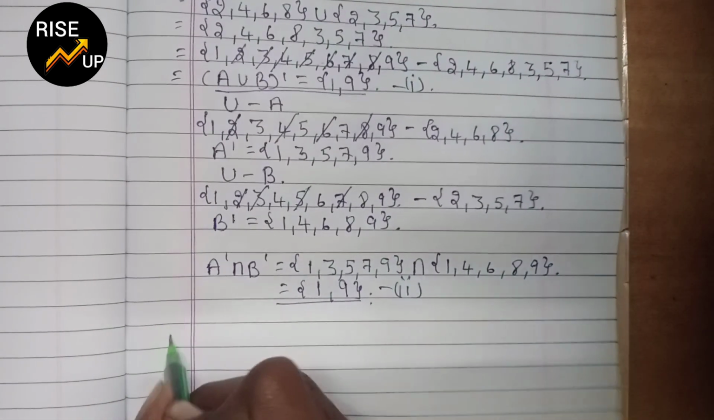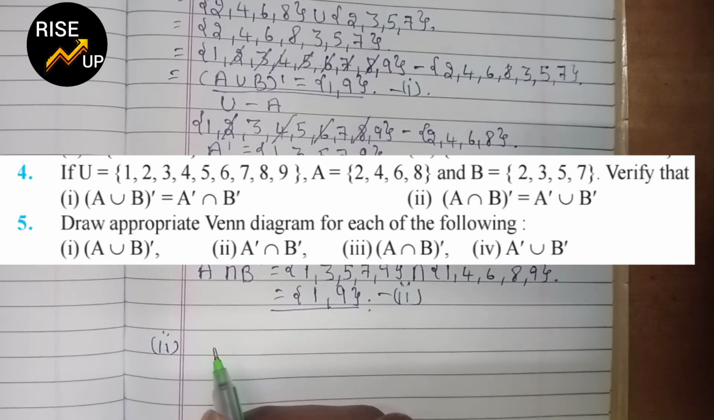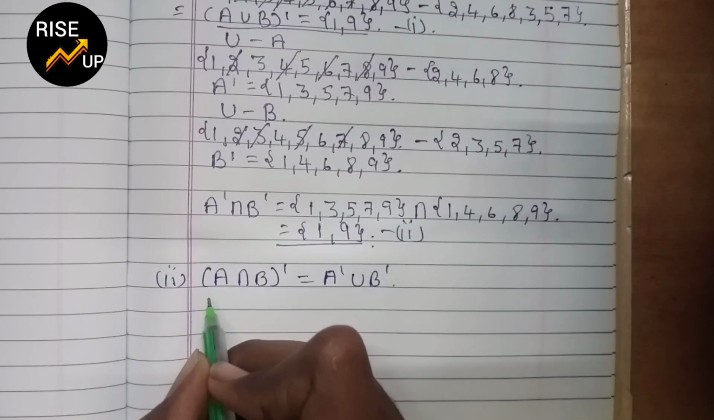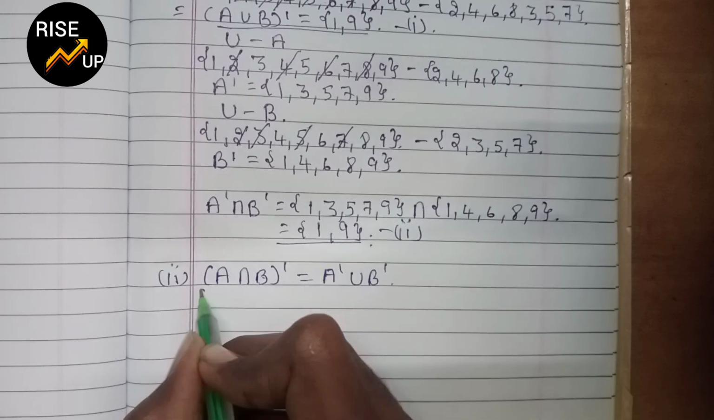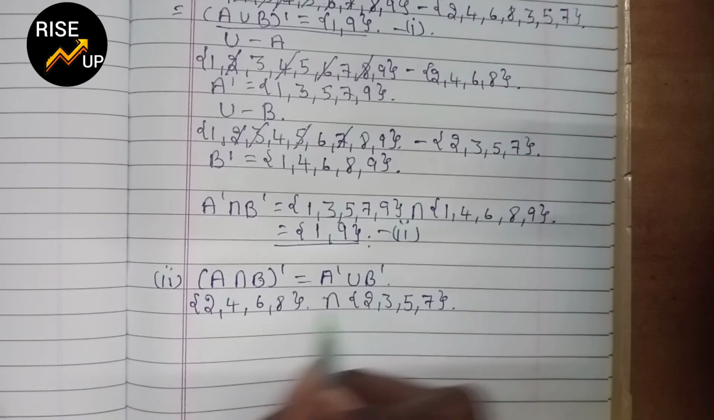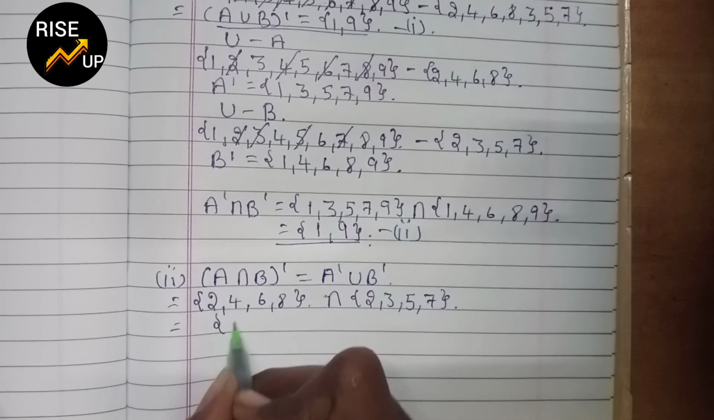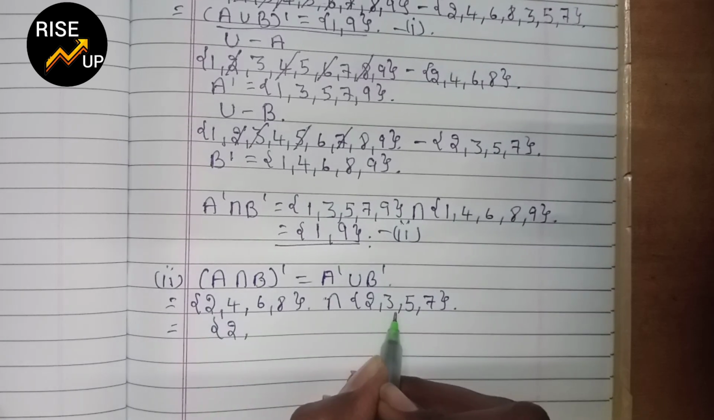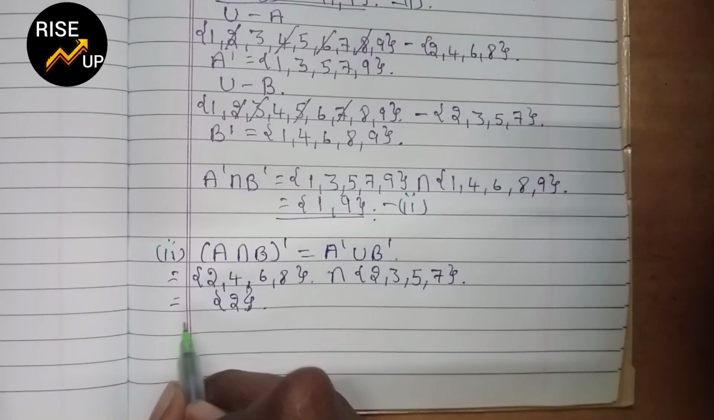We'll move to the second sub question: (A intersection B) whole complement is equal to complement of set A union complement of set B. What will be the first step? Write down the elements of set A and set B, then do the intersection of these two sets. Intersection means writing down the common elements. What are the common elements? 2 is common, and that's it. Only 2 is common in these two sets.